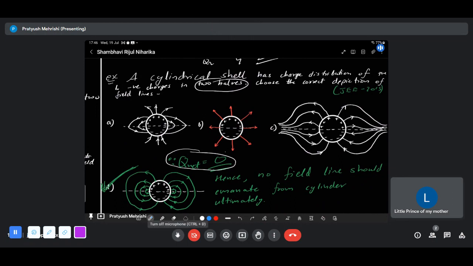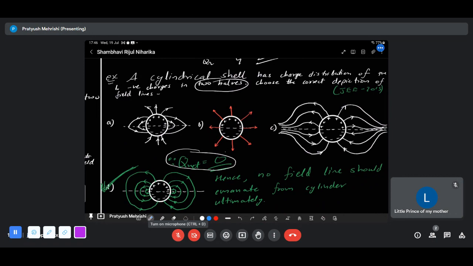In this question, a cylinder is given to us, and that cylinder is divided in two halves. Half of the cylinder is positively charged and half of it is negatively charged. Choose the correct depiction of field lines 1, 2, 3, and 4.